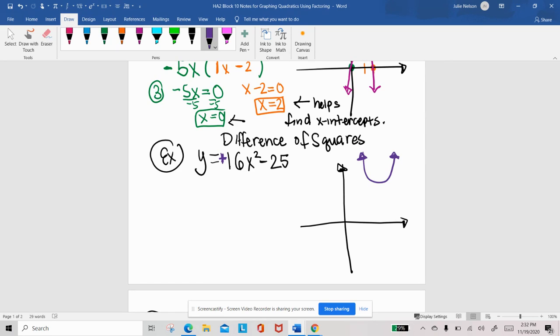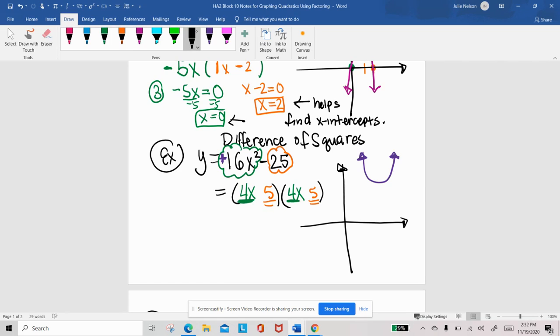Okay. So difference of squares, I have 2 parentheses. And I ask myself, what times what makes this very first term, which is 16x squared? So what times what? They have to be exactly the same. So 8 times 2 is 16, but they're not the same. Perfect squares means they have to be able to be written as what squared. So 4x times 4x is 16x squared. And what times what makes 25? It's 5 times 5.